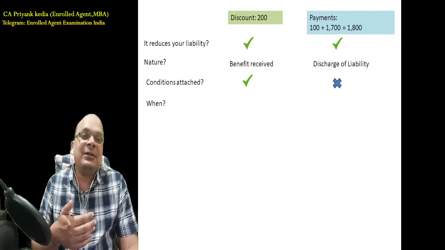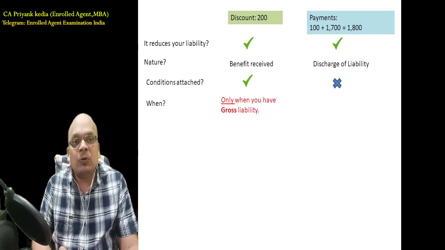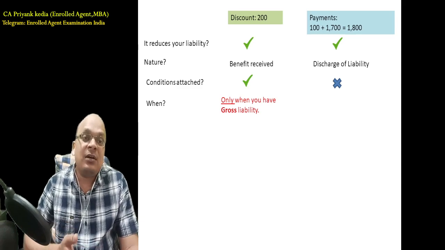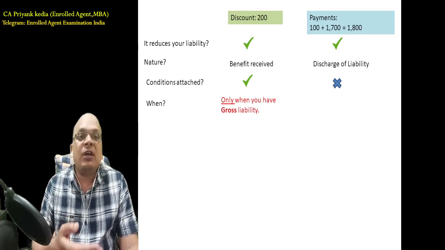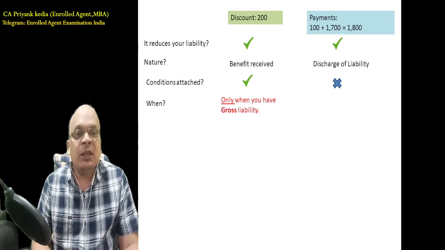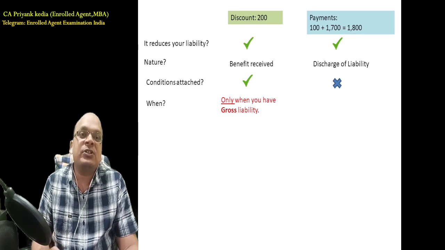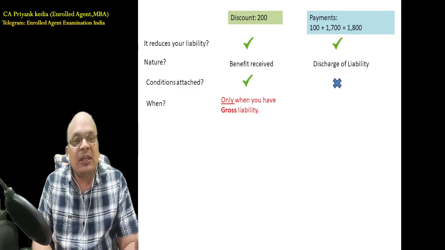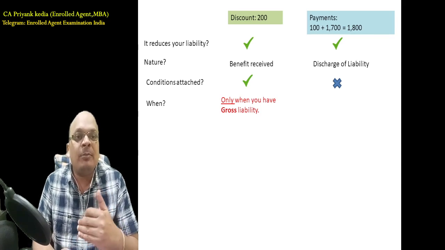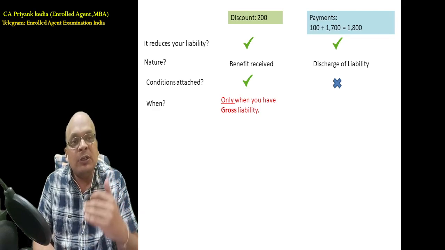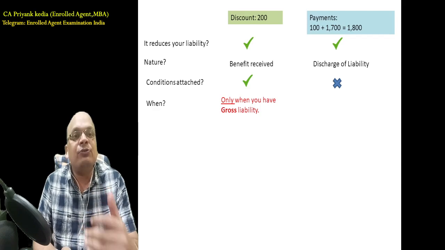When does the discount arise? Can you get a discount without entering into a contract? No. Until and unless there is a gross liability on you to make a payment for a certain amount, you cannot avail the benefit of a discount. That is to say, you cannot say to the shopkeeper or the seller, okay, I'm not going to buy anything, you just give me that discount amount in cash. No, you cannot say that. Only when you enter into a transaction and you are liable for $2,000, then on fulfillment of certain conditions, the seller is going to give you a discount of $200. So the discount is directly attached to entering into a transaction.